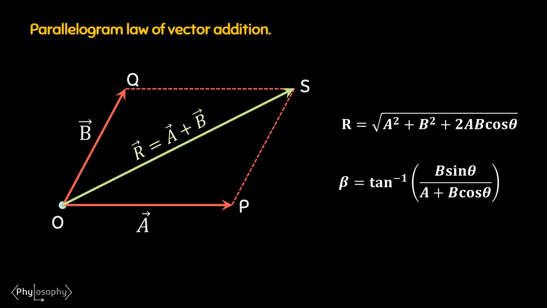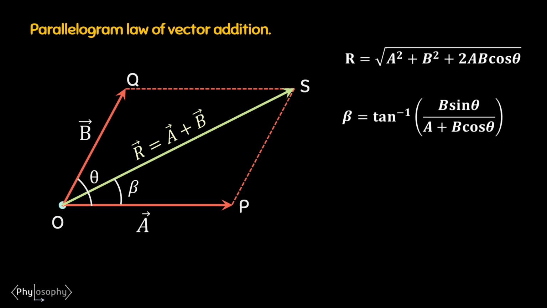the direction of the resultant vector is given by beta equals tan inverse of b sin theta over a plus b cos theta. Here theta is the angle between the two vectors a and b, and beta is the angle between the resultant vector R and the vector a.